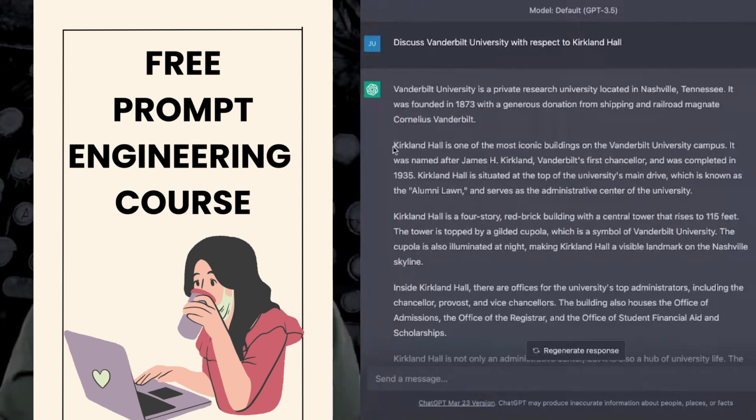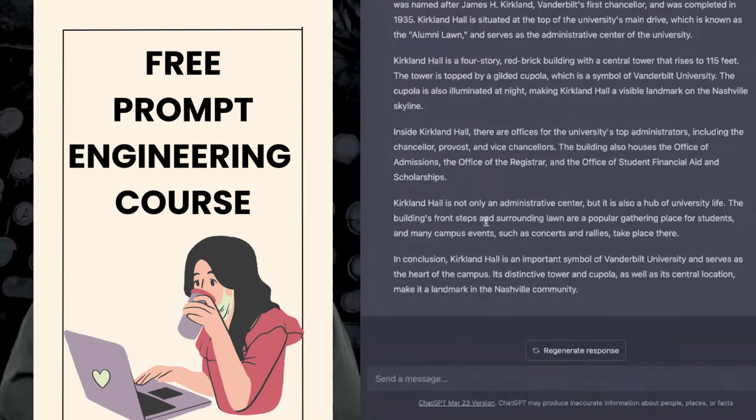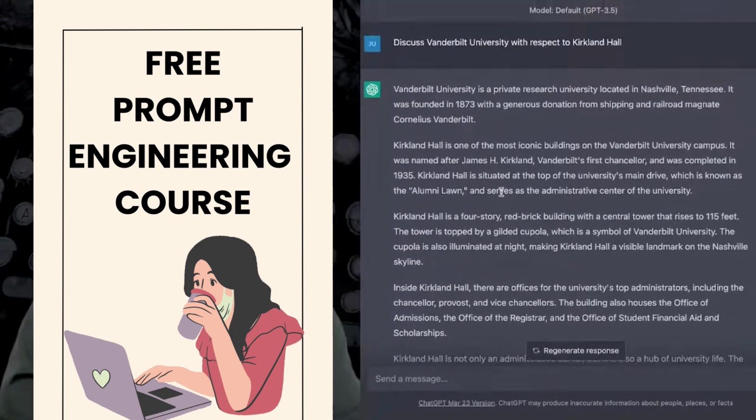And then it cues in on Kirkland Hall, and it starts discussing it: Kirkland Hall is one of the most iconic buildings on Vanderbilt University campus, named after James H. Kirkland. It then talks about Kirkland Hall, Kirkland Hall, Kirkland Hall. And so we've now completely changed the output. Even though we had a shared common beginning, we got a much more targeted output. The key to this is that we added specificity into our prompt about what we wanted, the details.